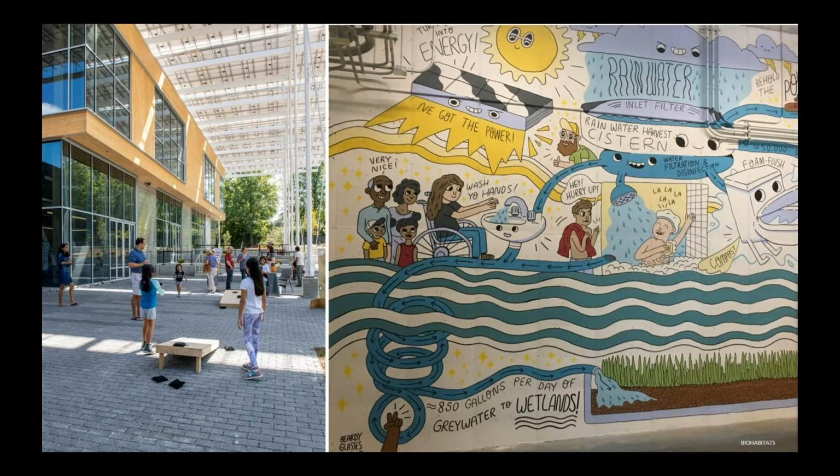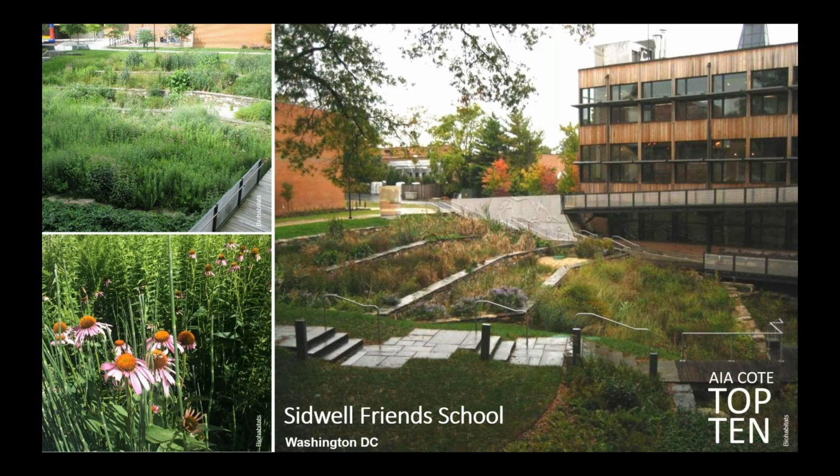Just to share a couple other examples, Sidwell Friends School is the first LEED Platinum school, just celebrated, I think, its 15th or 16th year. The entire landscape of this building is water infrastructure, both their stormwater, their wastewater, and rain harvesting system. And all of that doubles as educational components of the school.